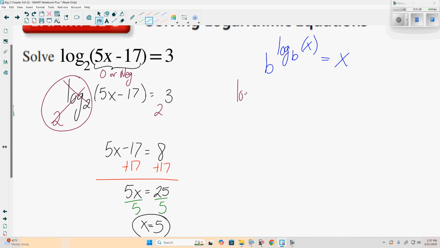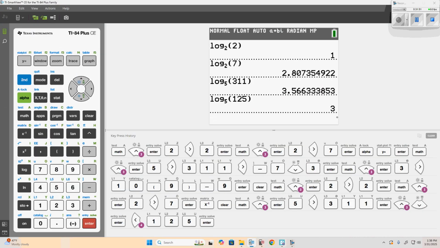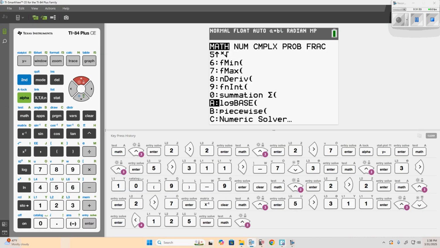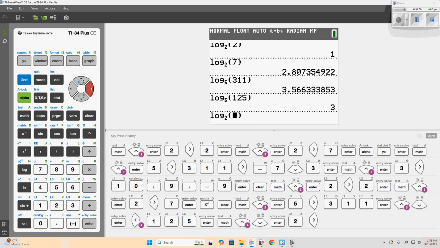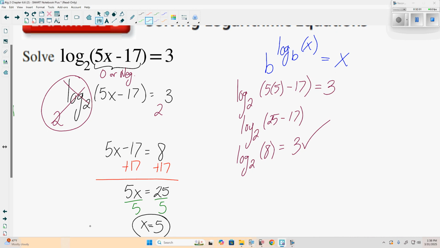Because if we check this here, log base 2 of 5 times 5 minus 17 equals 3. Well, 5 times 5 is 25. 25 minus 17 is 8. And log base 2 of 8 is indeed 3. Log base 2 of 8 is 3. So that works. Questions on this here?